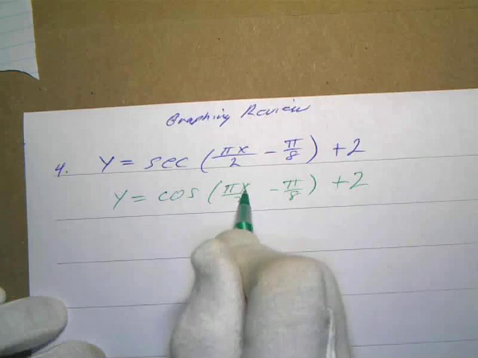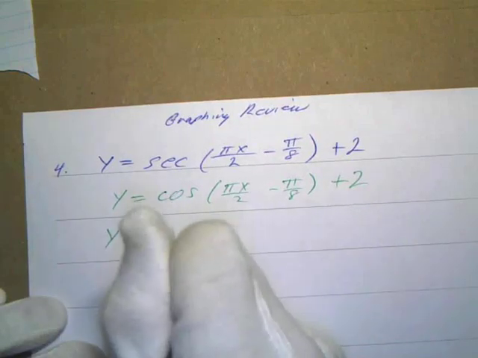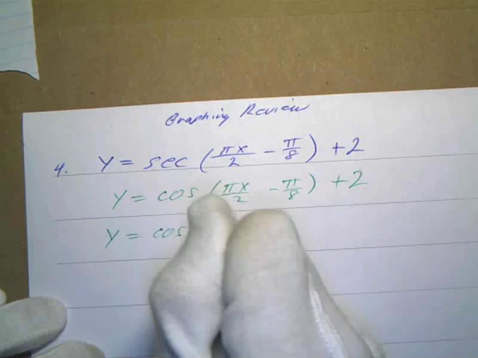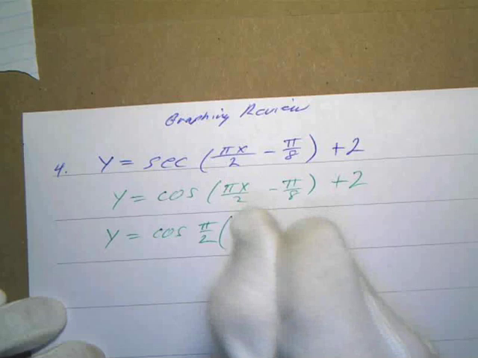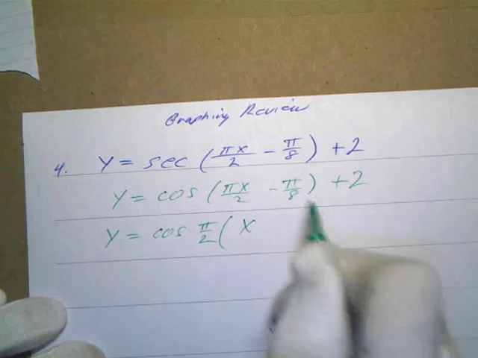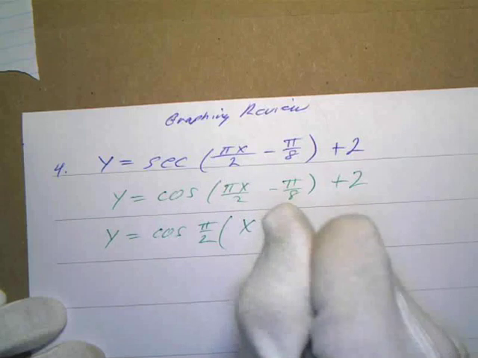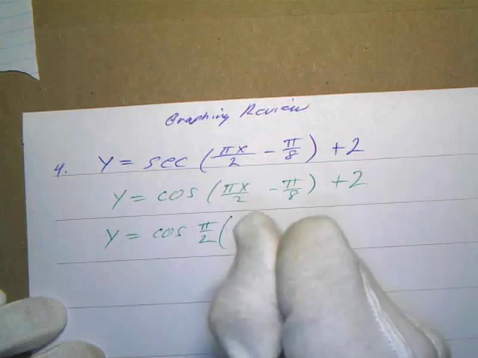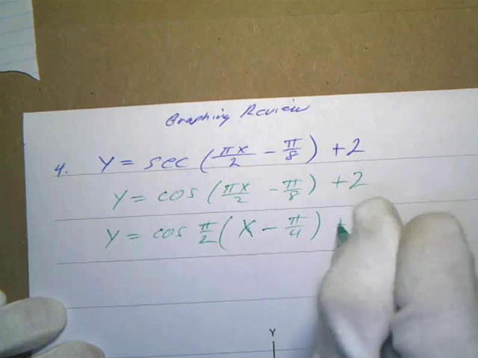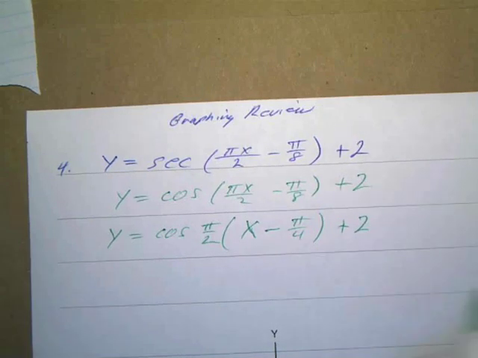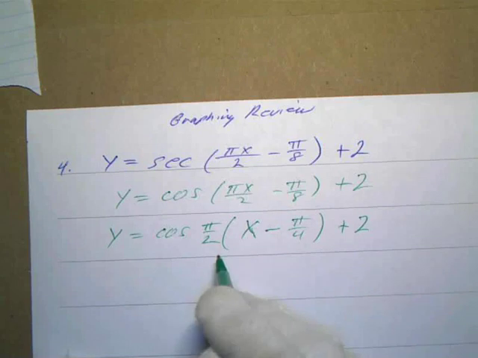So we want to just have an x here, so we've got to factor that pi over 2 out. Pi over 2, we have left x. Take the pi out, and then if I take a 2 out of the 8, that leaves me with a 4, so minus pi over 4 plus 2. So let me check this to make sure it works out.